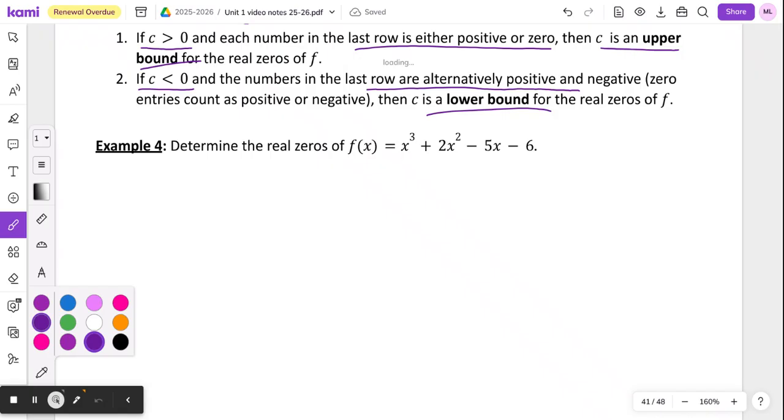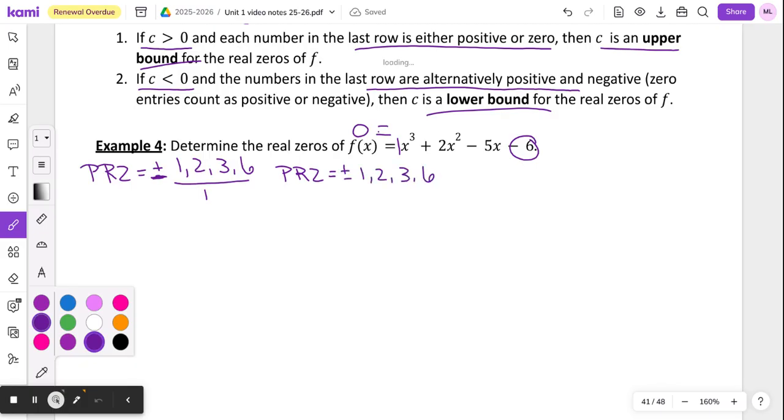Let's check it out. So determine the real zeros. Your first thing would be like, all right, I'm going to set this equal to 0. Can I factor it? Answer is no. Grouping's not going to work. So then you're like, Miss Lynch, how do I find those roots? I know there's 3. How do I get them? So I would say use what we just went over. PRZs first. So what are the possible rational zeros? So factors of the constant term, 1, 2, 3, and 6, divided by factors of the leading coefficient, 1. So our PRZs are positive and negative 1, 2, 3, and 6.